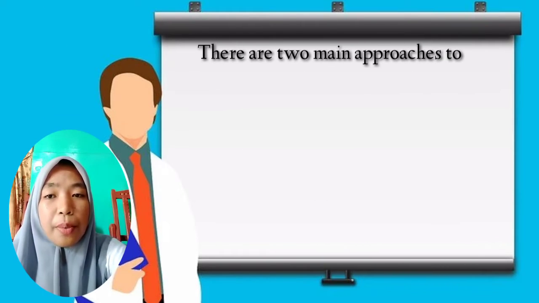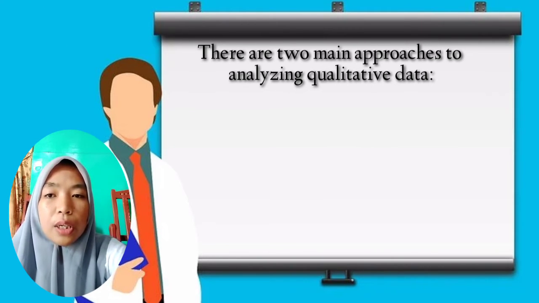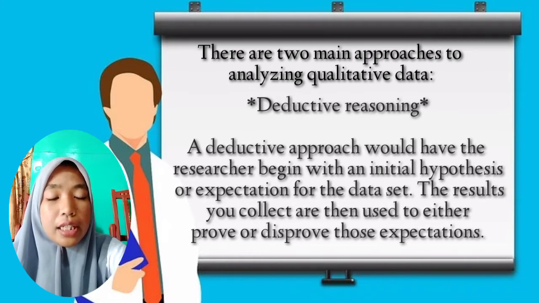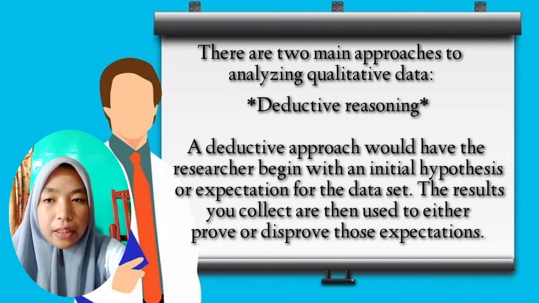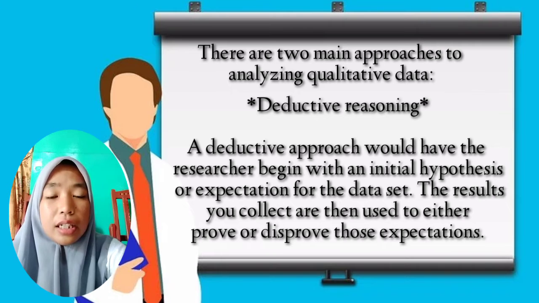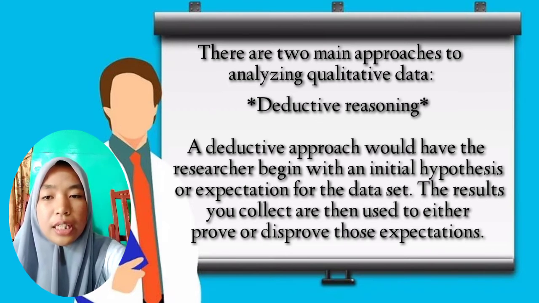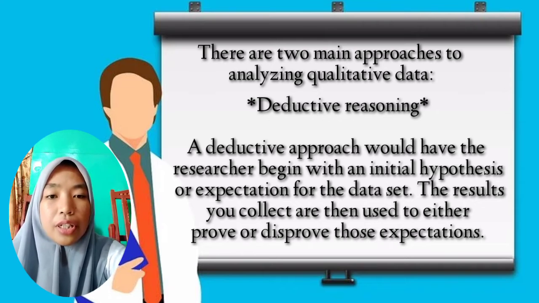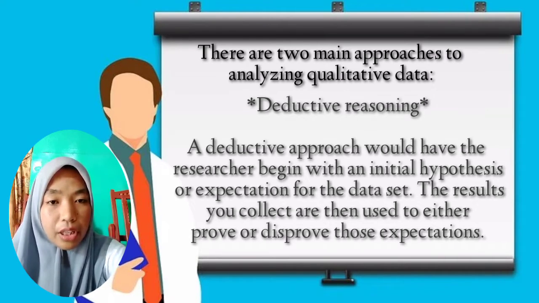There are two main approaches to analyzing qualitative data: inductive and deductive. Okay, number one is deductive reasoning. A deductive approach will have the researcher begin with an initial hypothesis or expectation for the data set. The results you collect are then used to either prove or disprove those expectations.